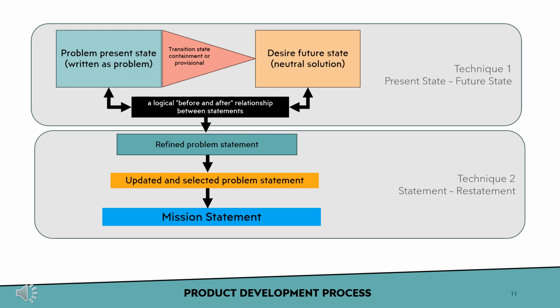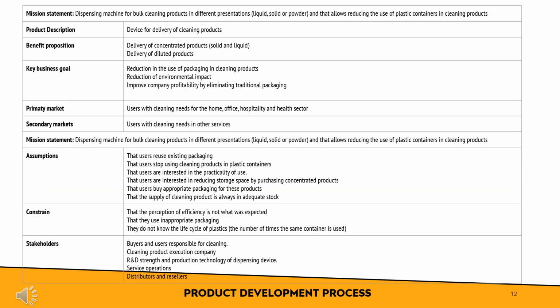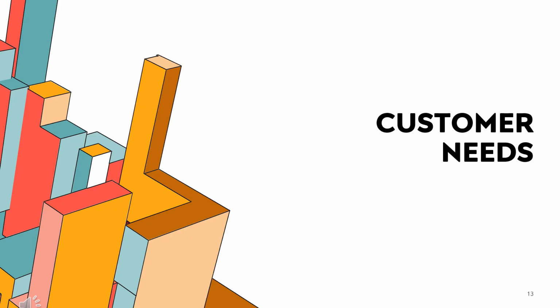With this, a correct problem statement would generate a correct mission statement. At the end of the process, our mission statement was defined as follows: dispensing machine for bulk cleaning products in different presentations, liquid, solid or powder, and that allows reducing the use of plastic containers in cleaning products. To meet the following objectives: reduction in the use of packaging in cleaning products, reduction of environmental impact, improve profitability by eliminating traditional packaging.